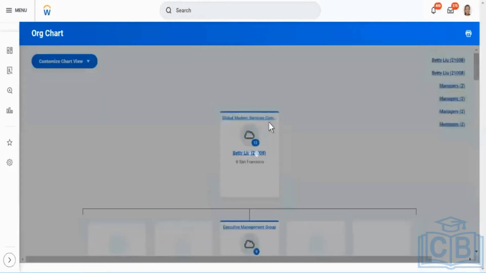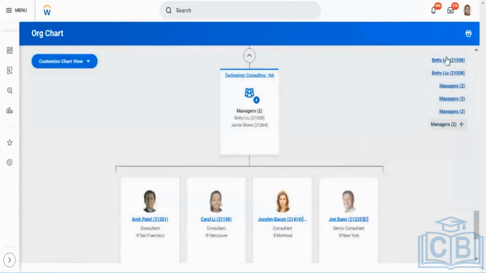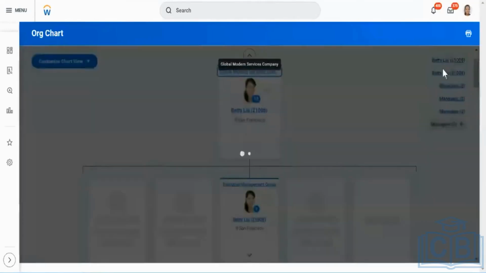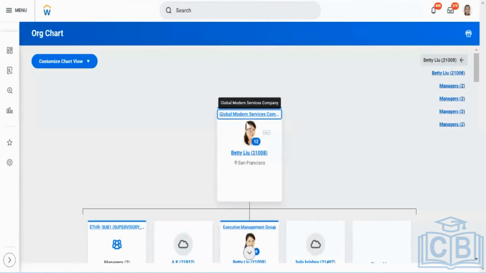That is why I wanted to give one fundamental example. I'm going all the way up to the CEO level, which is Betty Lee, and she happens to be the top level. So let me go to this particular supervisory organization, which is Global Modern Services.